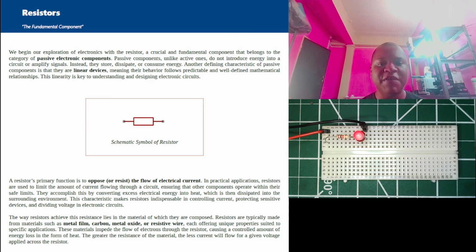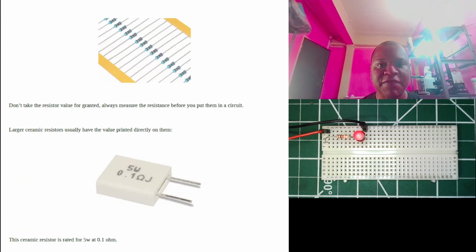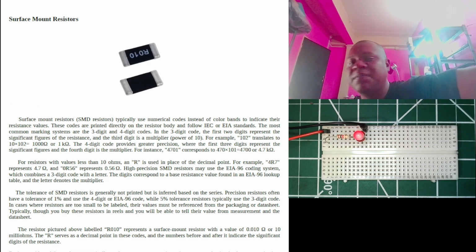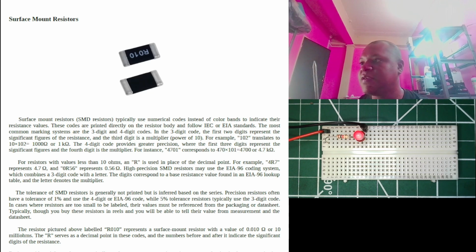Resistors come in various types. We have metal film, we have metal oxide, we have resistive. The ones that we are accustomed to look like this, metal film or carbon film ones. That's the same type that's in our circuit here. We could also have ceramic types. Resistors come in all kinds of shapes and sizes. We also have the surface mount resistors, and these typically have markings on them, and they follow IEC or EIA standards.